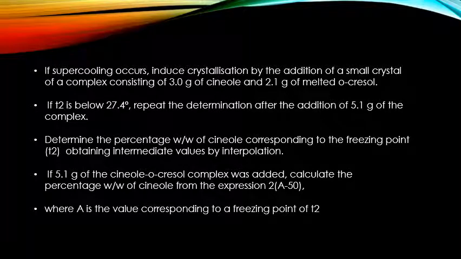If supercooling occurs, induce crystallization by the addition of a small crystal of a complex consisting of 3 gram of cineol and 2.1 gram of melted orthocresol. If T2 is below 27.4 degrees, repeat the determination after the addition of 5.1 gram of the complex. Determine the percentage weight by weight of cineol corresponding to the freezing point T2, obtaining the intermediate values by interpolation.